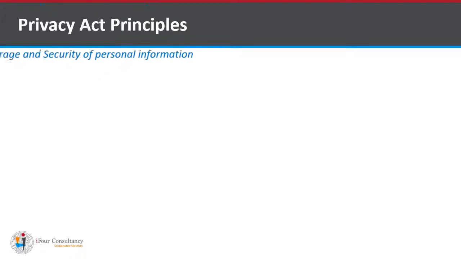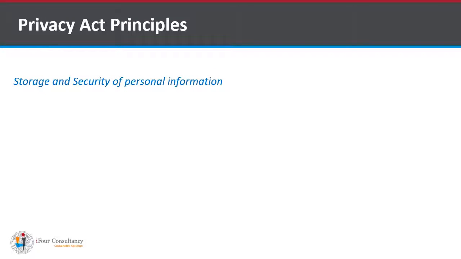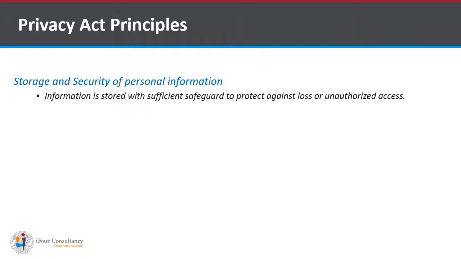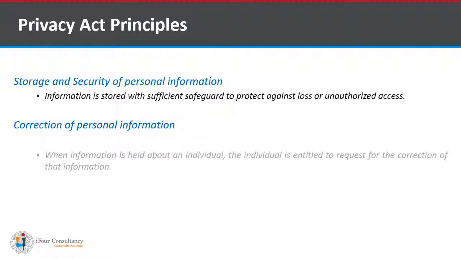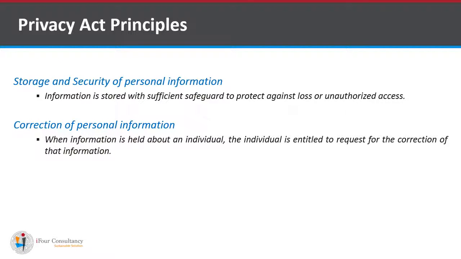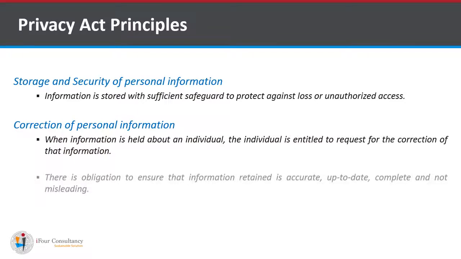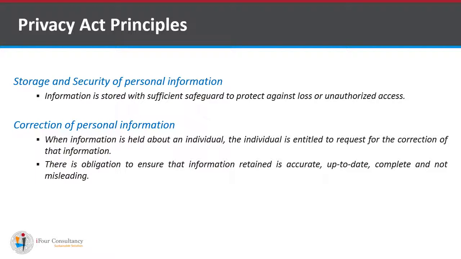The next principle talks about the storage and security of the personal information. Information is stored with sufficient safeguards to protect against loss or unauthorized access. Correction of the personal information. When information is held about an individual, the individual is entitled to request for the correction of that information. There is an obligation to ensure that the information retained is accurate, up-to-date, complete, and not misleading.